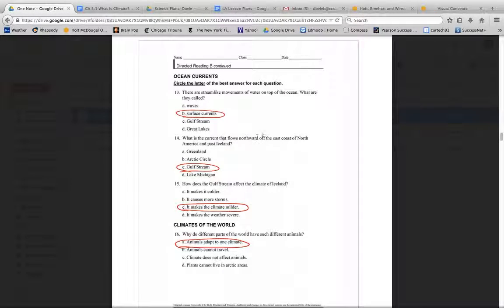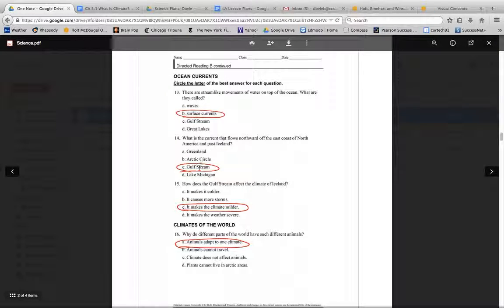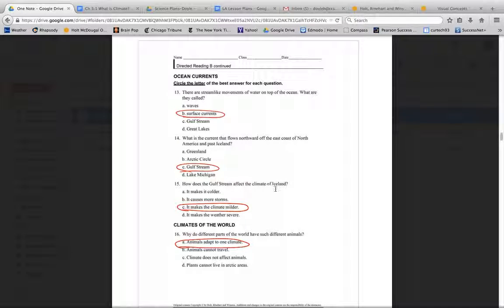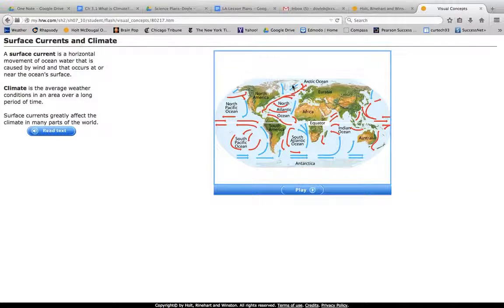14, the current that flows northward off the east coast of North America and past Iceland is the Gulf Stream. 15, how does the Gulf Stream affect the climate of Iceland? It makes the climate milder. So even though Iceland is way up here, it actually has a pretty moderate, not warm climate, but it never gets super cold because this Gulf Stream brings warm water and warm air all the time to Iceland.